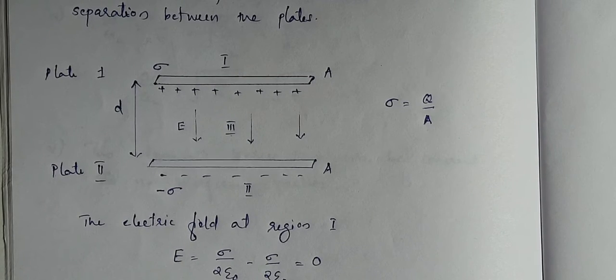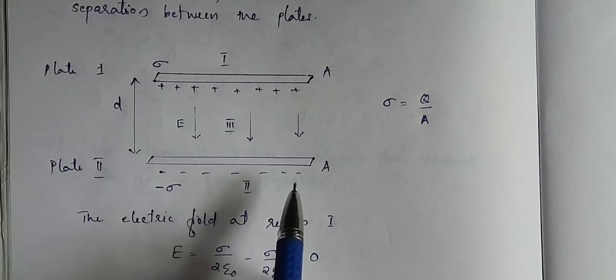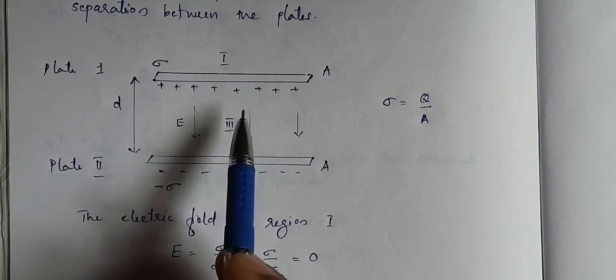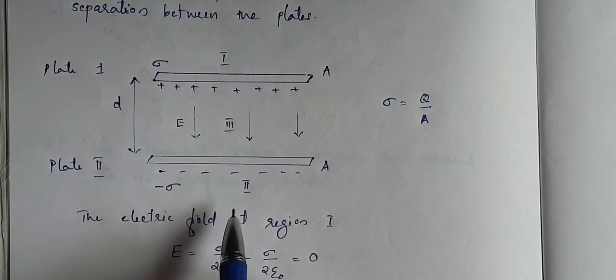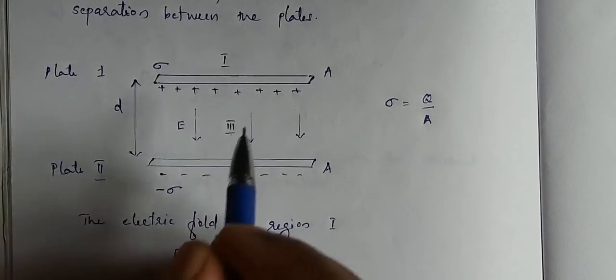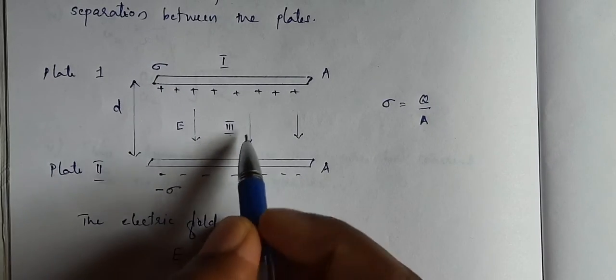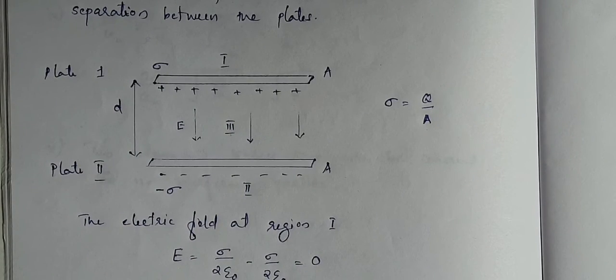Now we all know there will be an electric field. If this is the positive side and this is the negative side, the electric field will be downward. In effect it will be acting as shown, downward. Now this is actually inside the plates. Let's closely analyze how the electric field is coming at different points.